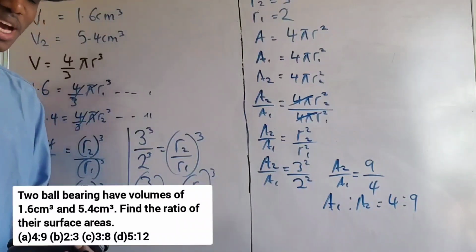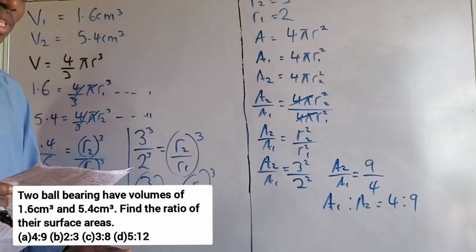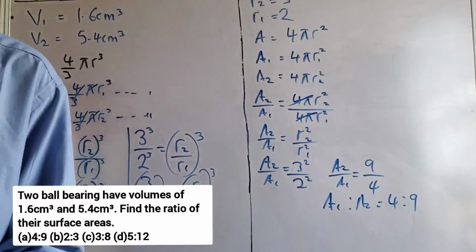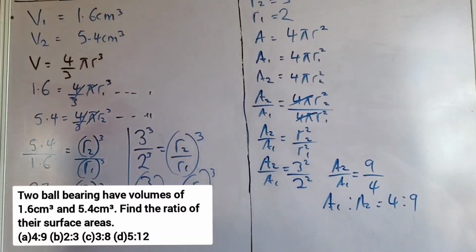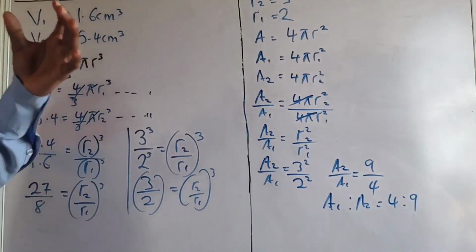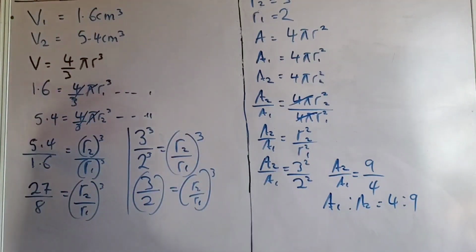All you have to do is just pay attention to the details and the parameters that you are given in the question. So if you come across this kind of question in an exam, please kindly pay attention to the details that you are given. We've been given the volume. We are asked to calculate the ratio of the surface area. It is what you are given that you are going to use to get what you are asked to calculate. So pay attention to that.